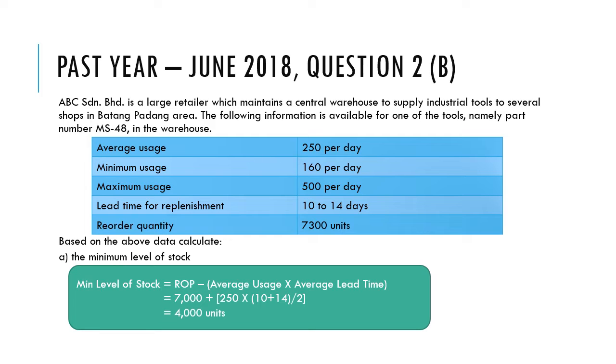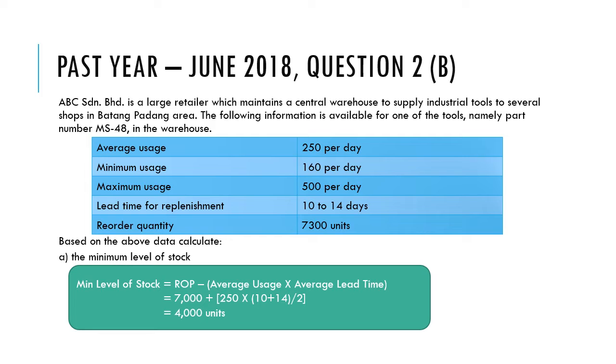Next question is asking you to calculate the minimum level of stock. So we calculate minimum level of stock by ROP minus the average usage times the average lead time. So you put in the ROP that you've calculated previously, plus the average usage which has already been given to you in the question. But sometimes the question doesn't give you the average usage, so you need to calculate it on your own by adding the minimum with the maximum divided by 2.